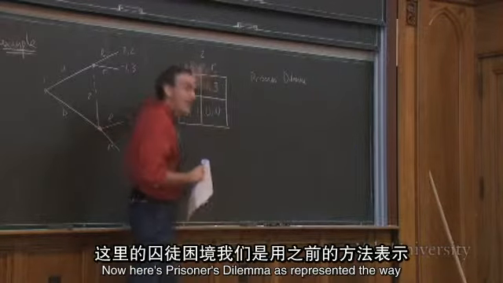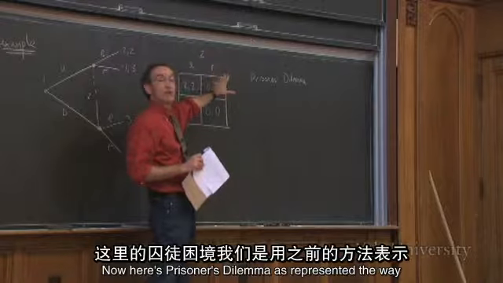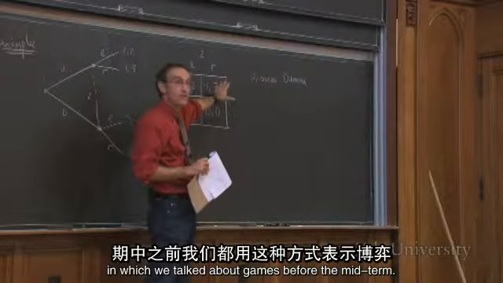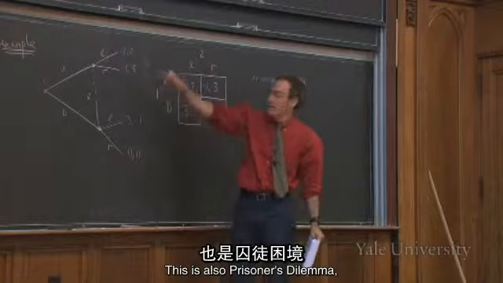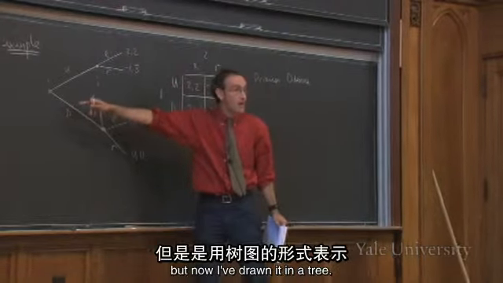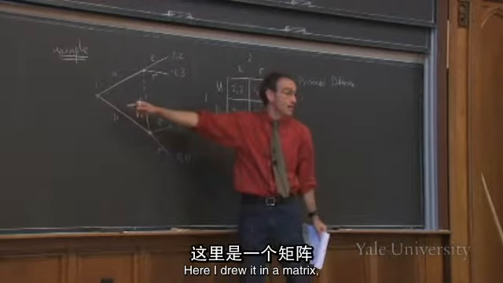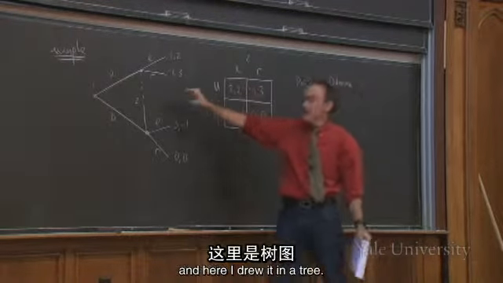Right? Now here's Prisoner's Dilemma as represented the way in which we talked about games before the midterm. But here is the same game. This is also Prisoner's Dilemma, but now I've drawn it in a tree. Here I drew it in a matrix, and here I drew it in a tree.